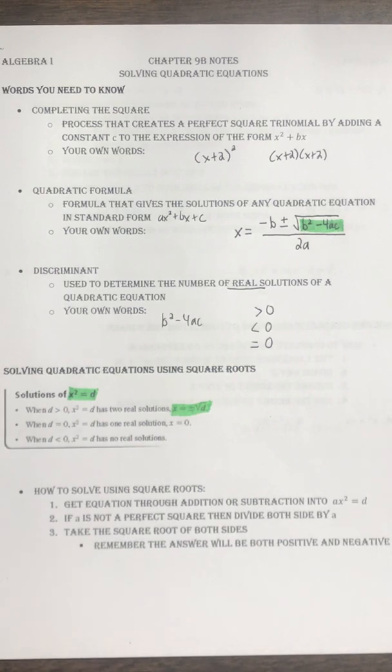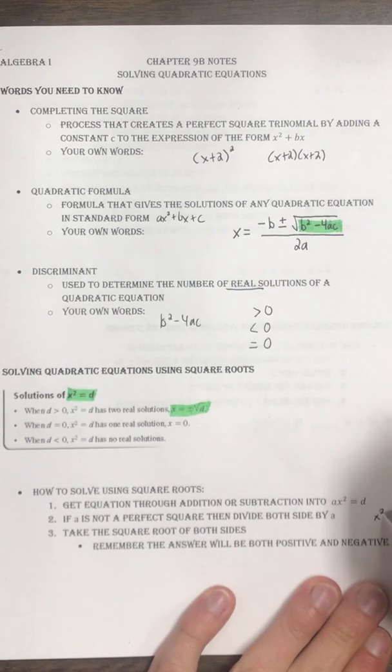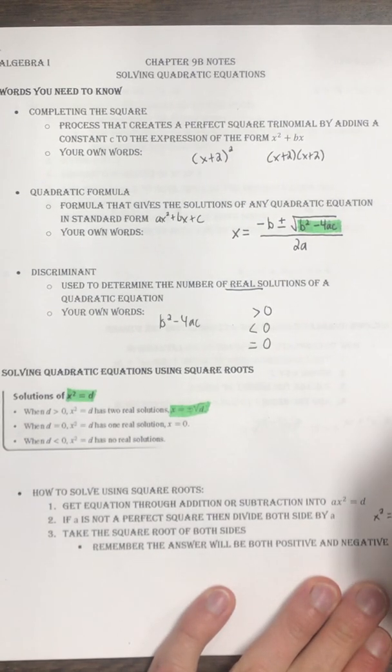If a is not a perfect square, so it's not like 1, 4, 9, one of those numbers that we can easily take a square root of, then we're going to divide it across. And we could still divide it across even if it is a perfect square. Typically what we're going to do is divide a across. So we're going to divide it on one side, which means, as we've always talked about, we have to divide it on the other side, which will leave us with x squared equals d over a.